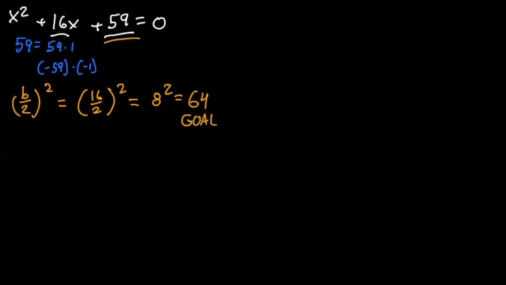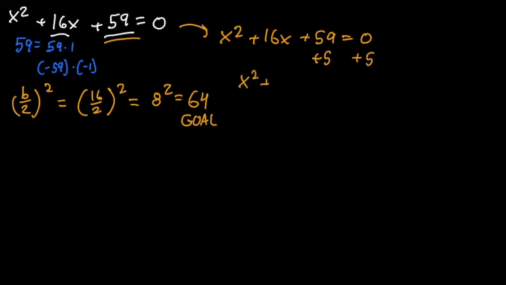So let's go ahead and add something to both sides. We want to end up with 64. We're at 59, so we just need to add 5 to both sides, and then we'll get 64 in that constant's place. So x squared plus 16x plus 64 equals 5.